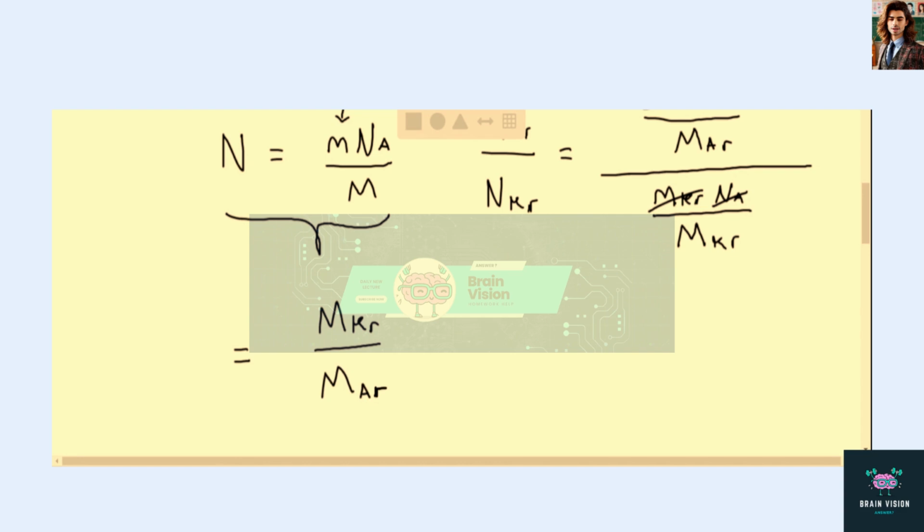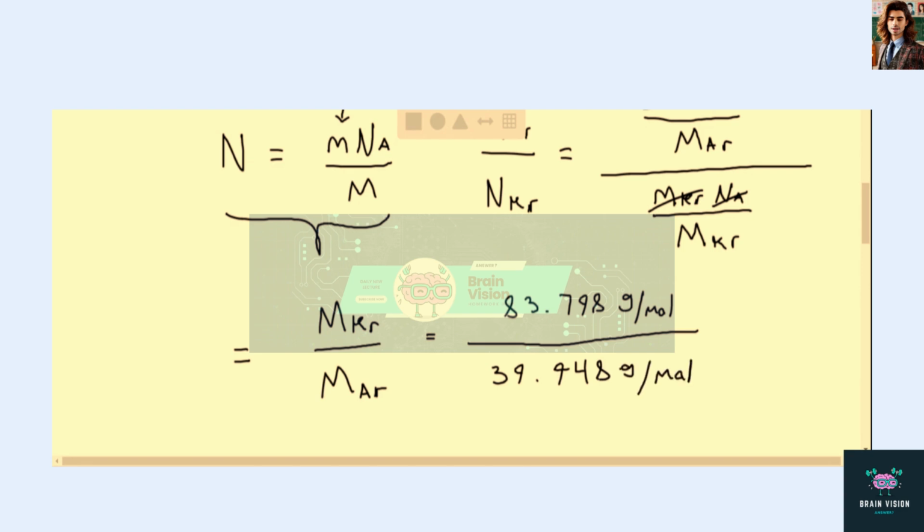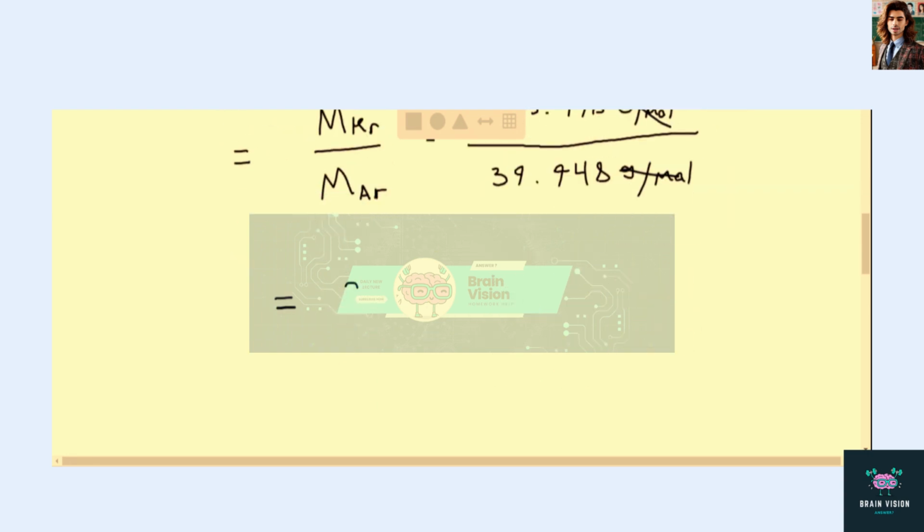All right, so now these are just both values we can look up in our textbook or online. And the values I will be using is 83.798 grams per mole. And the units don't really matter on these as long as they're in the same units, since we're taking a ratio. And the molar mass of argon will be 39.948 grams per mole again. So units cancel out, and we're just left with 2.1.